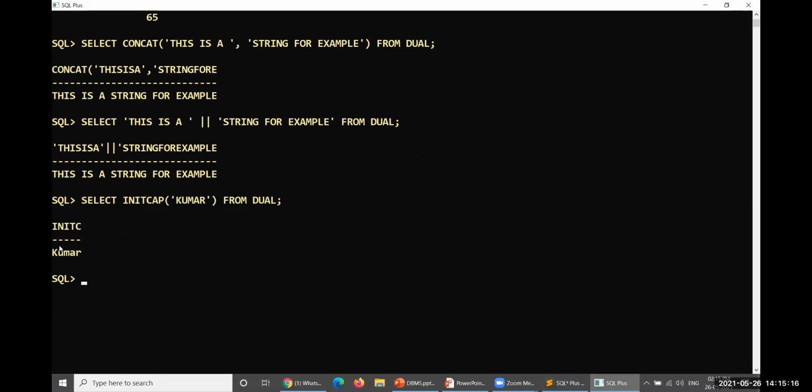So you can observe here, the first character is capital and the remaining characters are lowercase letters. This is called initial capital letter. That is the way you could operate this one here. Okay.